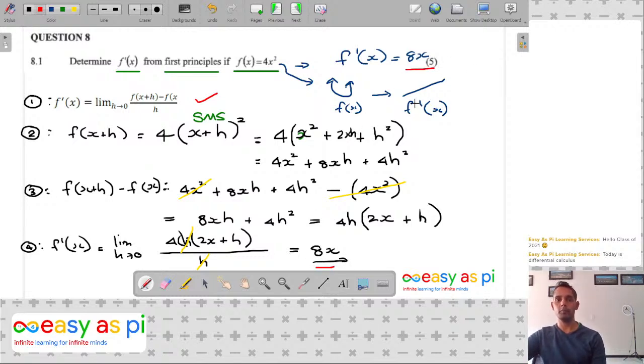Now, if this was for 5 marks, you would have gotten 1 mark for the definition. You would have probably gotten 1 mark for that, 1 mark for doing this properly, 1 mark for doing this, and 1 mark for doing that. And that is how you do it.